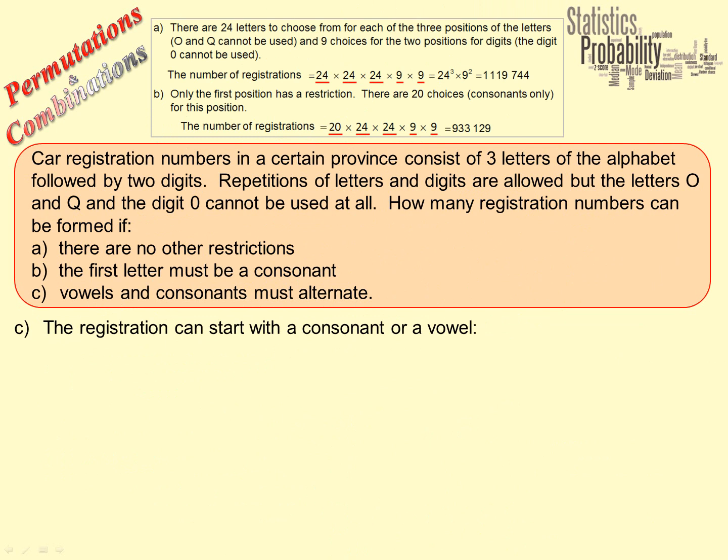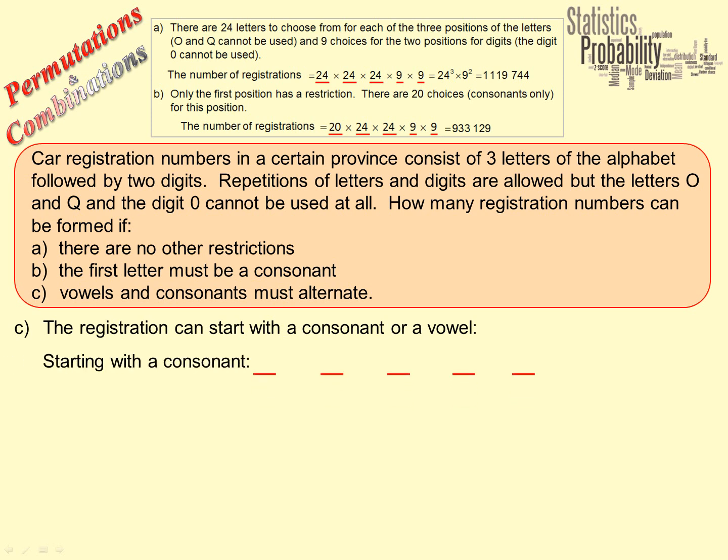Now we need to alternate vowels and consonants. And here we have mutually exclusive, because either can start with a vowel or a consonant. If there were the same number of vowels as consonants, we could do it as a single, so that's separate. But here they are not the same, so we must work out the number with vowels and the number with consonants as mutually exclusive events and then add them.